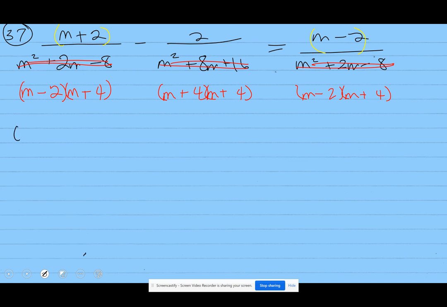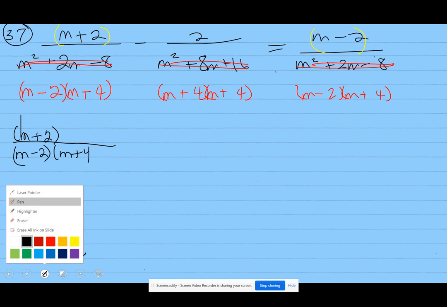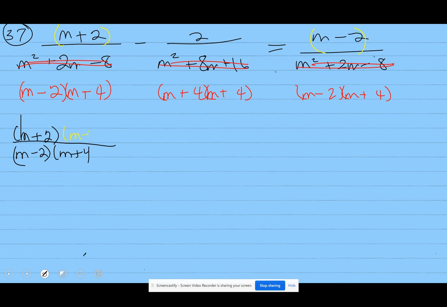I have m plus 2 over m minus 2, m plus 4, and I'm going to force cancel by doing the m minus 2, m plus 4 on that one. I'm going to do it again on the other one, and I'm going to do it again on the other one. If I can get my pen to work.